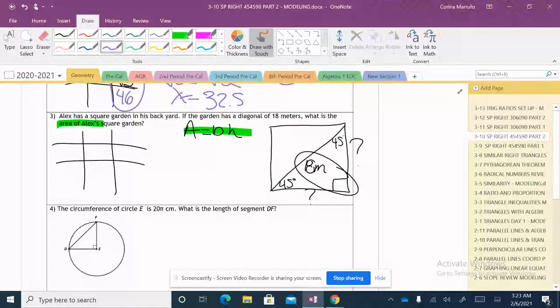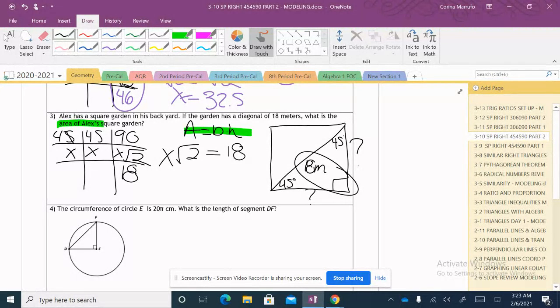Okay, so here we have 45, 45, 90, x, x, x square root of 2. And so this one is going to be 18. So x times the square root of 2 equals 18. We divide both sides by the square root of 2, and we get x equals, I'm going to put that in my calculator.